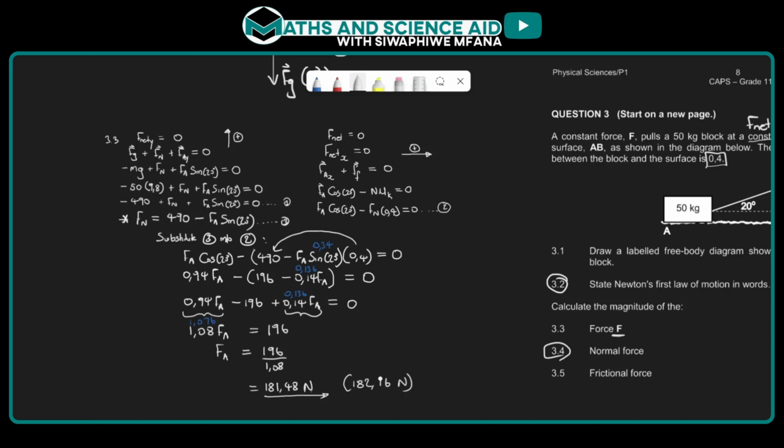So now that we know the magnitude of our applied force, let us just go with this magnitude of 182,16. So we know that our force F is 182,16 newtons, and we want to find the normal force. And so for the normal force, we are going to use this expression.